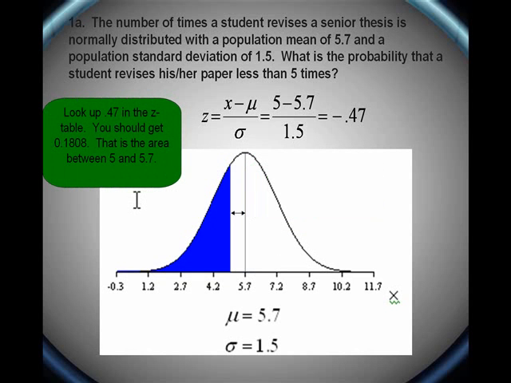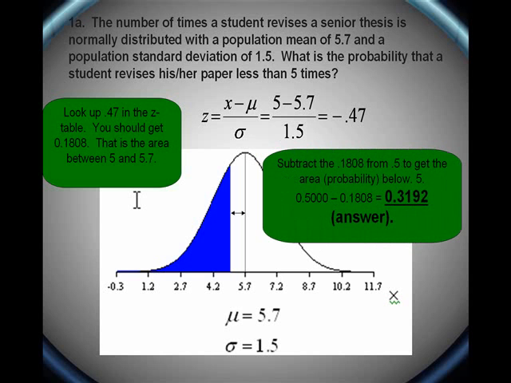So we're going to look up that 0.47. Let me go back and say that the negative 0.47 just means that we're below the mean. And so in the table, we're just going to look up 0.47 and we get 0.1808. That's the area between 5 and 5.7, between the value x and the mean 5.7. Of course, we're not interested in that area. We're interested in the area that's shaded blue. So we're going to subtract that 0.1808 from 0.5 and get 0.3192.